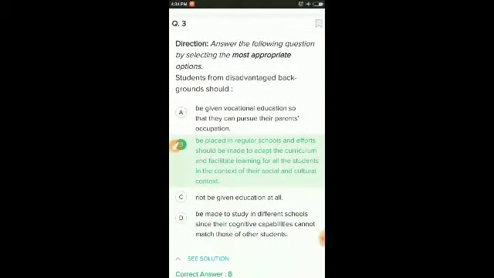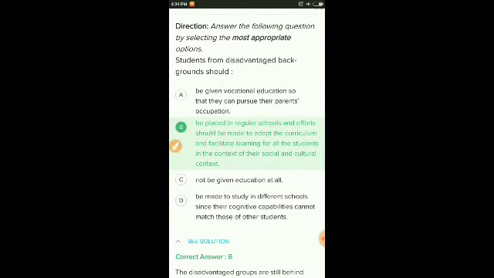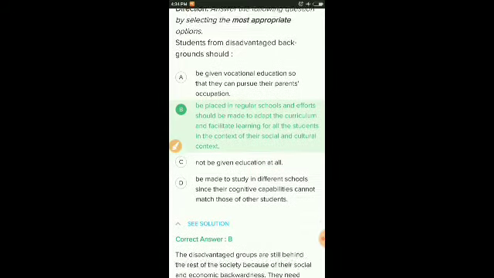Then question number 3: students from disadvantaged backgrounds should... So the students who are from a very disadvantaged background, meaning their background is not of a high profile, like they are from tribal areas, they are living very far away from the school, or they do not have proper communication to come to school. Those students are called disadvantaged background students. So what should they do? Option B is the correct answer.